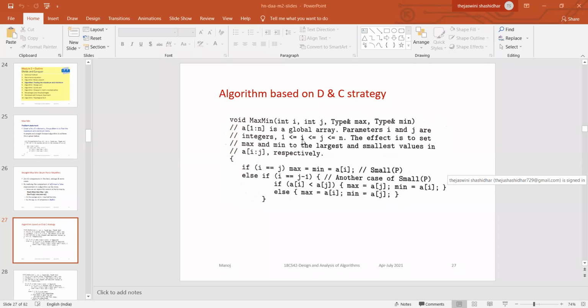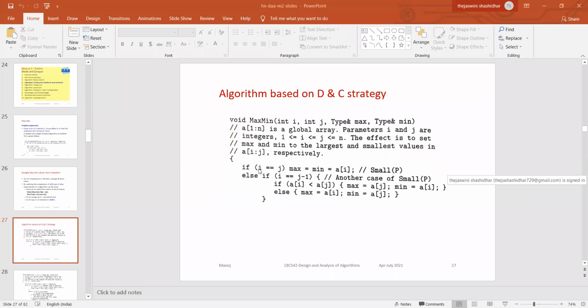So what are the conditions? i will start at 1, j will end at n, and i is less than or equal to j. The effect is to set max and min to the largest and smallest values in A[i:j]. Now come to the conditions. Keep this in your mind.